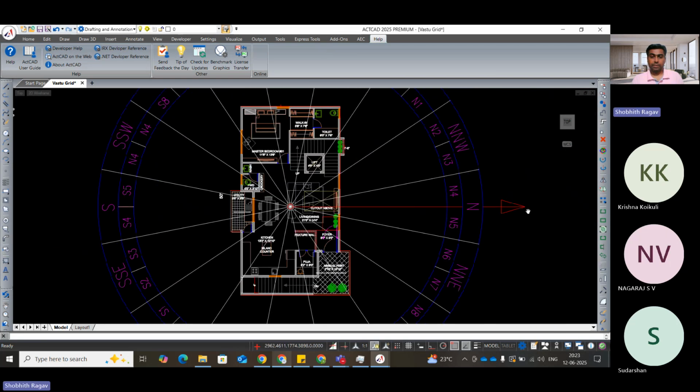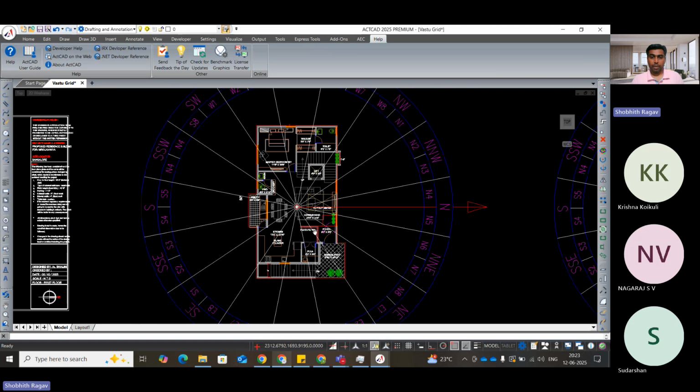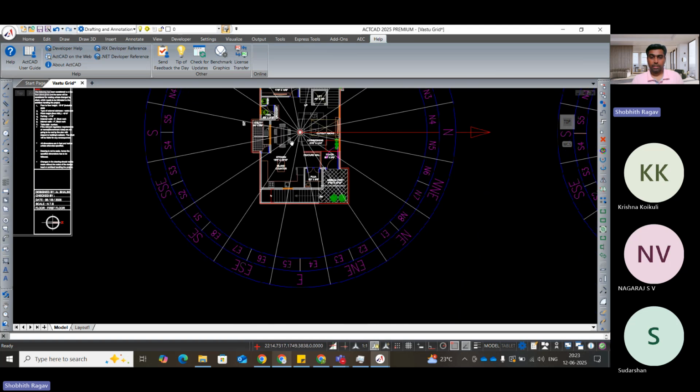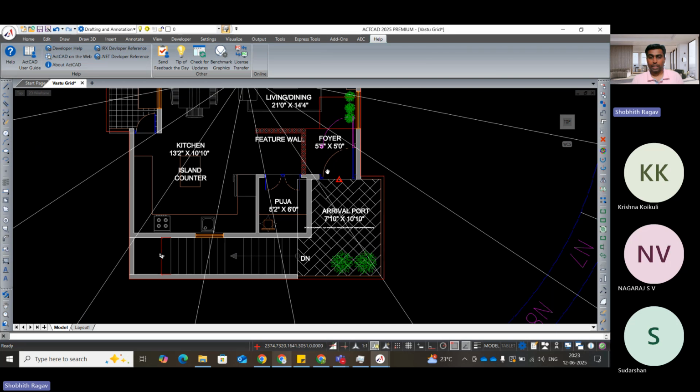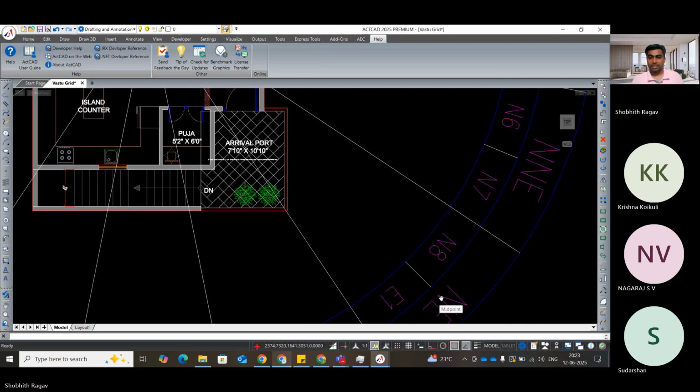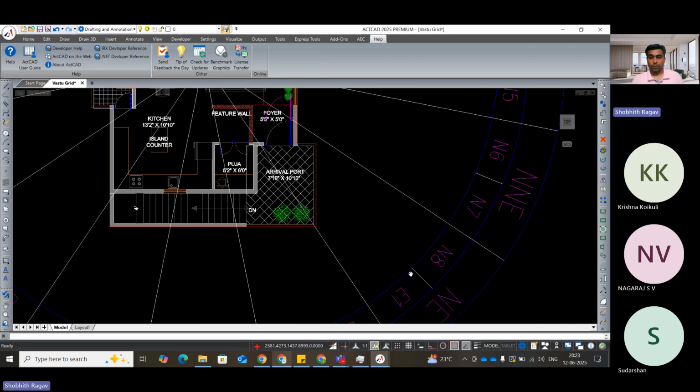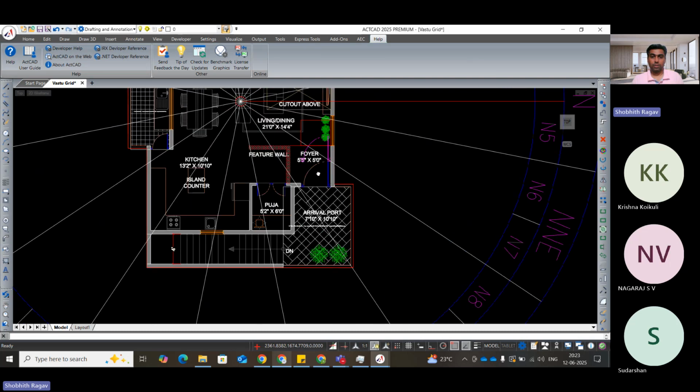Here the main entrance is east facing. But if you look at the exact direction of the door, it is NE, northeast. Northeast also, no? E1. So the majority is falling in E1, not in 8. So he will be getting the effects of E1 in this particular house.